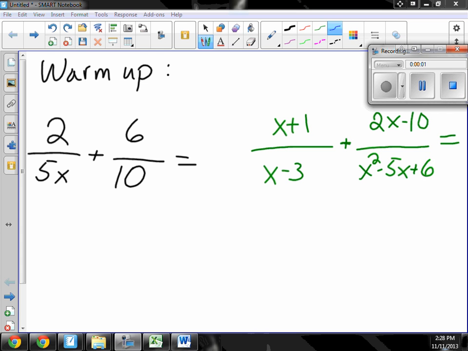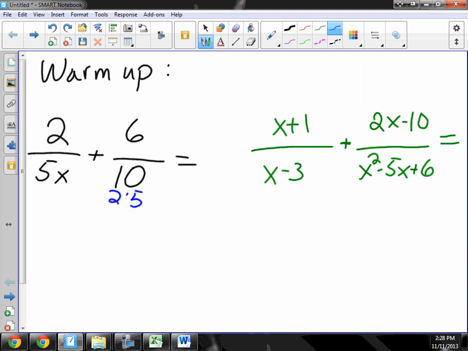So for this first problem, I need to factor each of the denominators to find out what my prime factors are. So this one is 2 times 5. My resulting denominator needs to have everything that's in the other denominators. Not too much, but just enough to cover both of them. So it has to have a 2. And it has to have a 5.